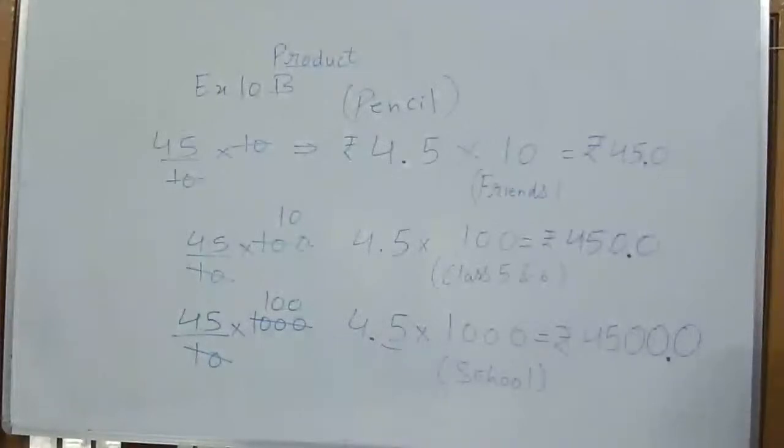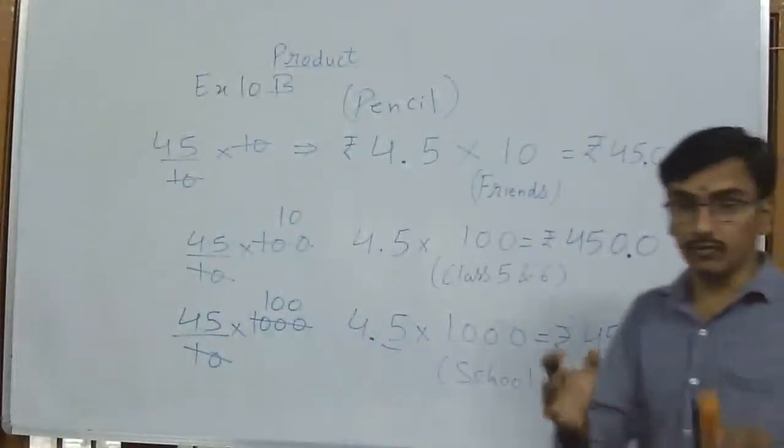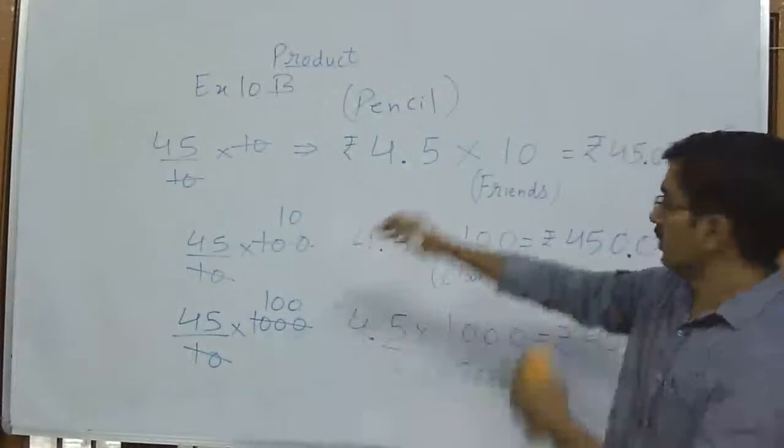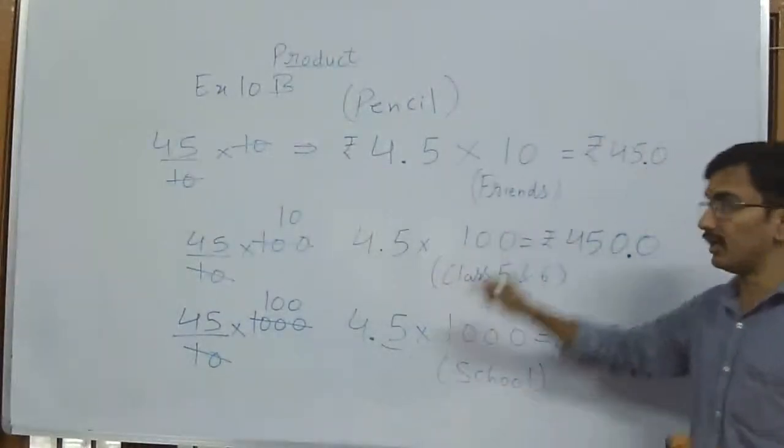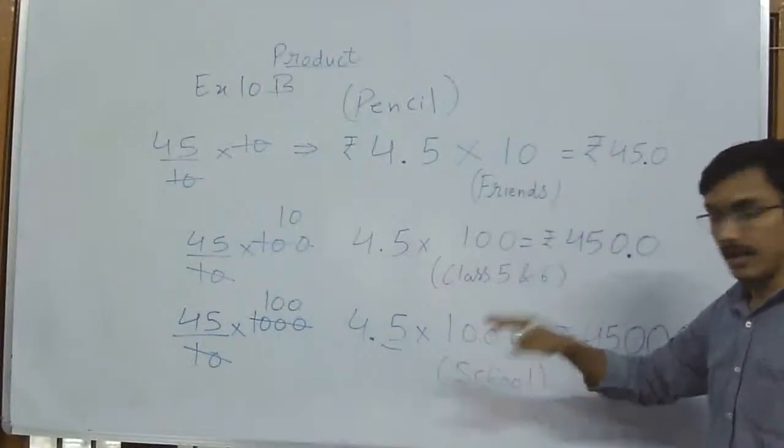Is it okay? Now let's see the observation. Be very much careful. जरा ध्यान से यहाँ पर सभी देखिए आप. The number is the same, 4.5. We multiply by 10, 100, and 1000.